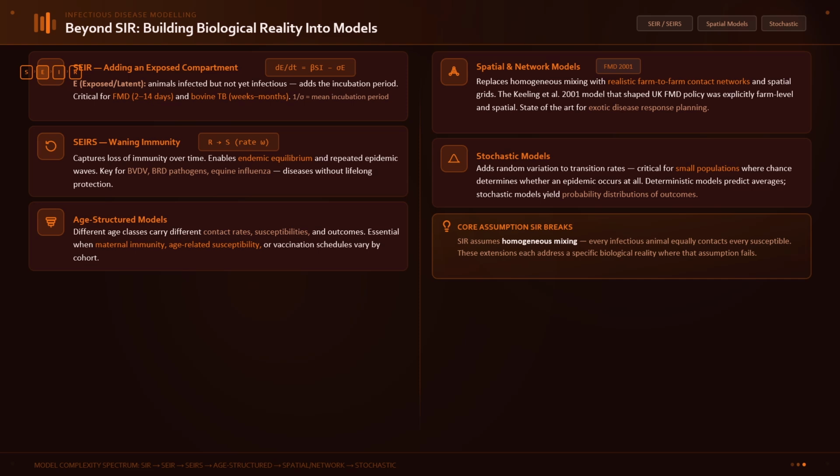Age-structured models capture different contact rates and susceptibilities across cohorts. Spatial and network models replace random mixing with realistic farm-to-farm contacts, the state-of-the-art that shaped UK foot and mouth policy. And stochastic models add random variation, which matters enormously in small populations where chance alone decides whether an epidemic even takes off. Each extension fixes a specific place where the simple assumption breaks down.